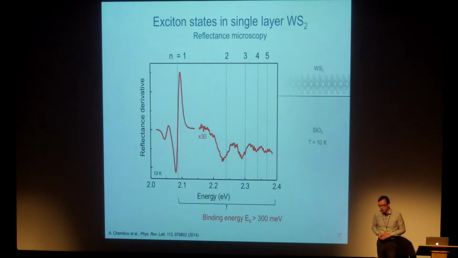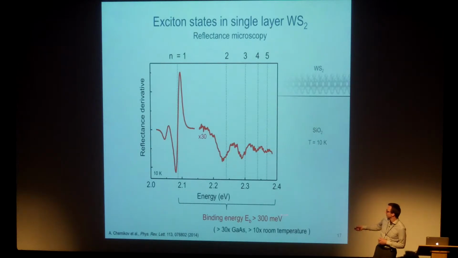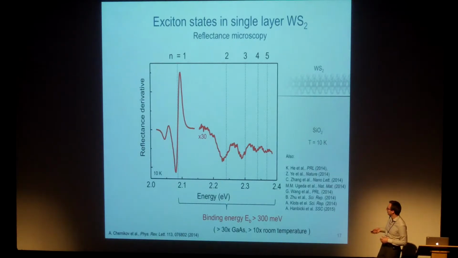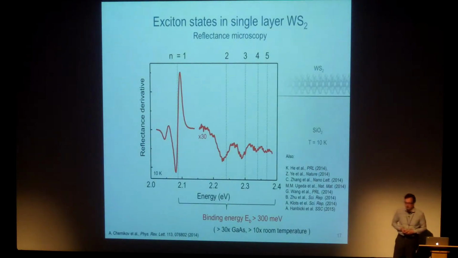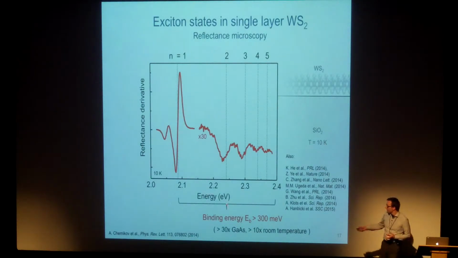So usually in solid-state systems, or more in particular in inorganic semiconductors, the binding energy of these particles is relatively small. In gallium arsenide, it's on the order of 10 meV. So this number is 30 times more than what we have in gallium arsenide, but also more than 10 times the thermal fluctuations at room temperature, which makes these complexes extremely stable under a variety of conditions. And of course, we were not the only group looking at this, and there are a few of our colleagues with very similar results.